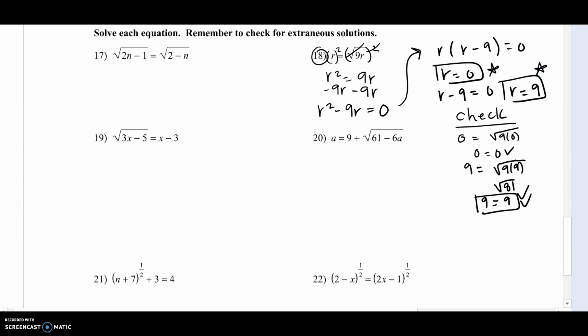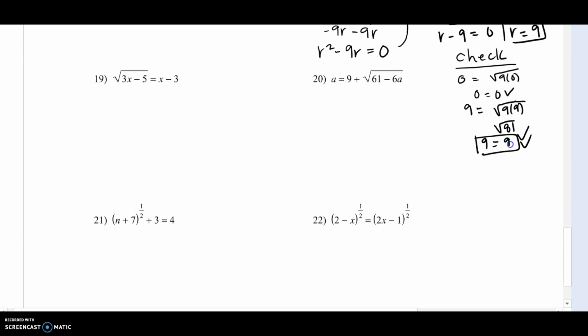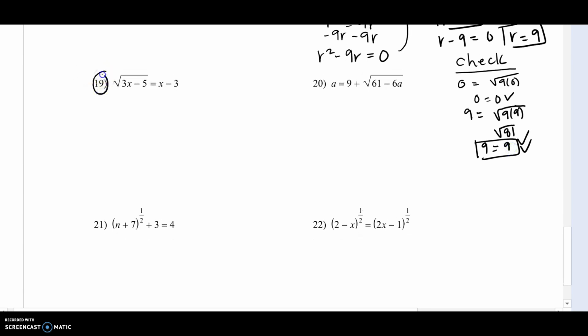Okay, so let's go ahead and look at 19, which would actually be your 17. The first thing we're going to do is square both sides. So we have 3x minus 5, because when we square it, it cancels the square root, equals x minus 3 squared, so (x minus 3).